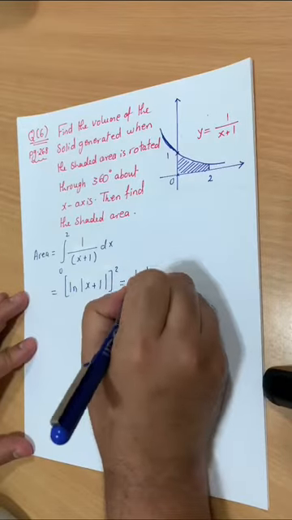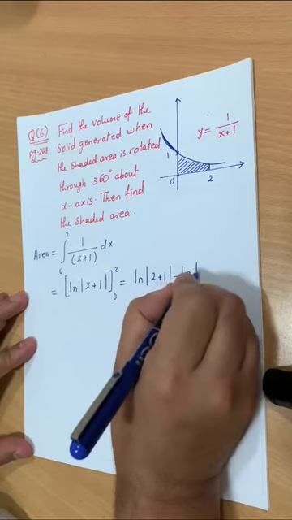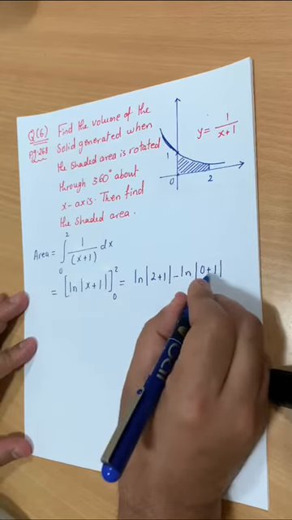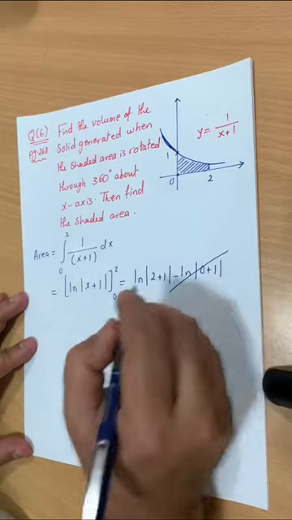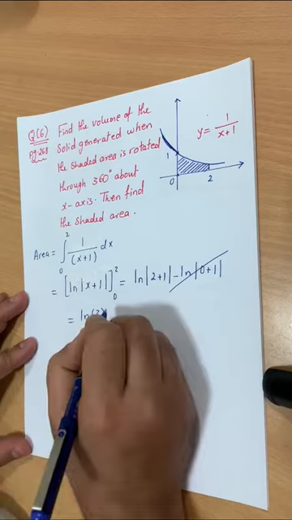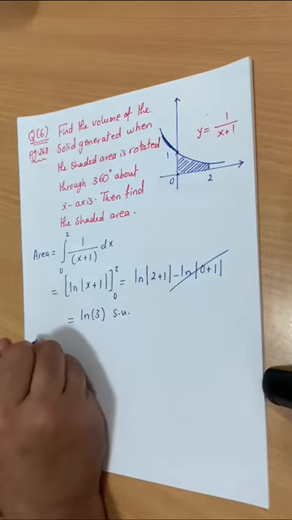So ln of 2 plus 1 minus ln of 0 plus 1. ln of 0 plus 1 is equal to ln 1, which is equal to 0. Then the answer is ln 3 square units. This is the area. What about the volume?